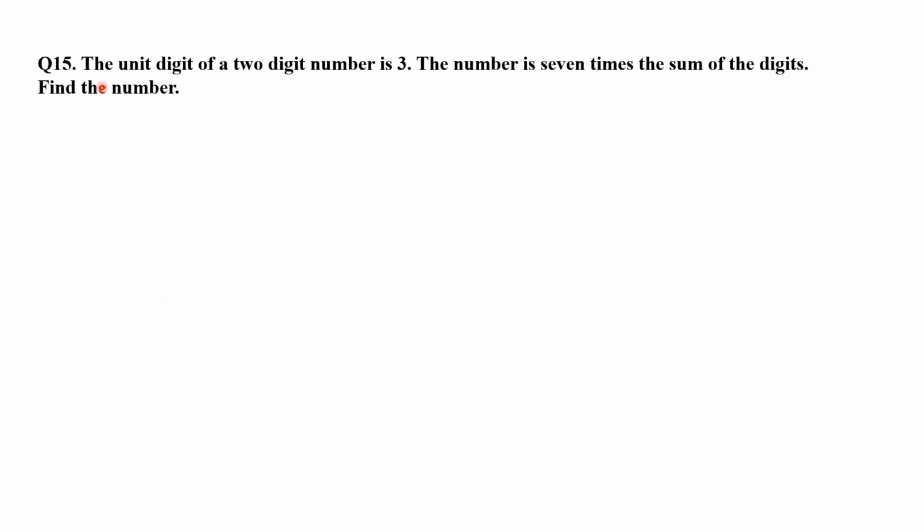So question number 15. The unit digit of a two-digit number is 3. The number is 7 times the sum of the digits. Find the number. So first of all, you read the first statement. It is given the unit digit of a two-digit number is 3. So when you have a two-digit number, the first place is the unit place, or you can say ones place, and then the tens place. So it is given the unit place is 3, but the tens place we don't know. Okay. So let us assume that the tens place is x.